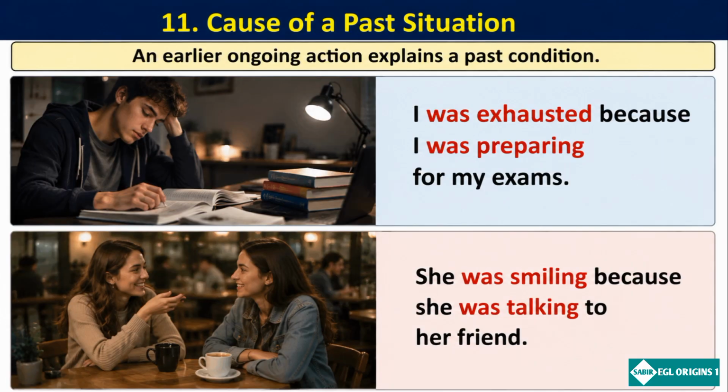Number 11. Cause of a past situation. An earlier ongoing action explains a past condition. Examples: I was exhausted because I was preparing for my exams. She was smiling because she was talking to her friend.